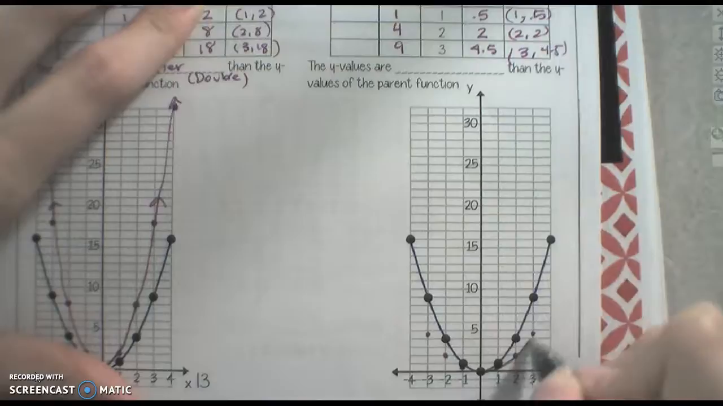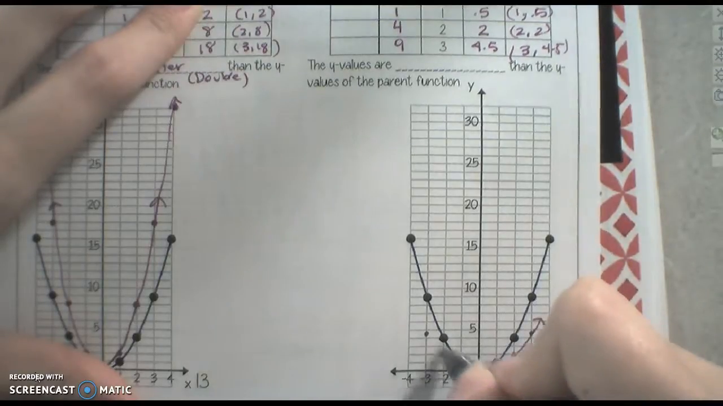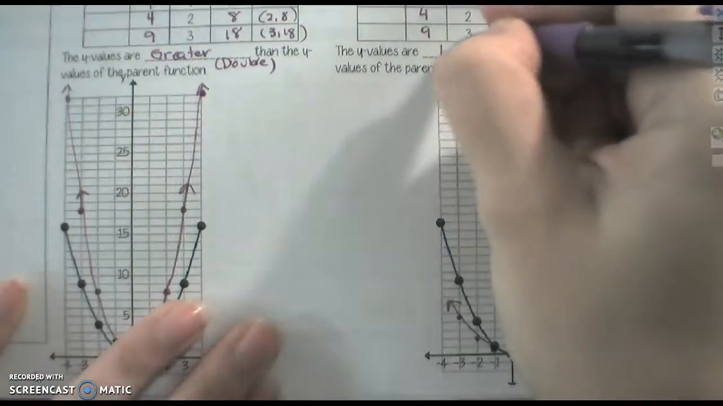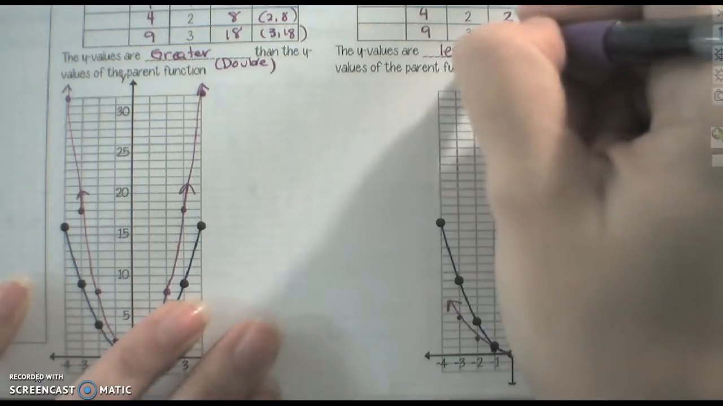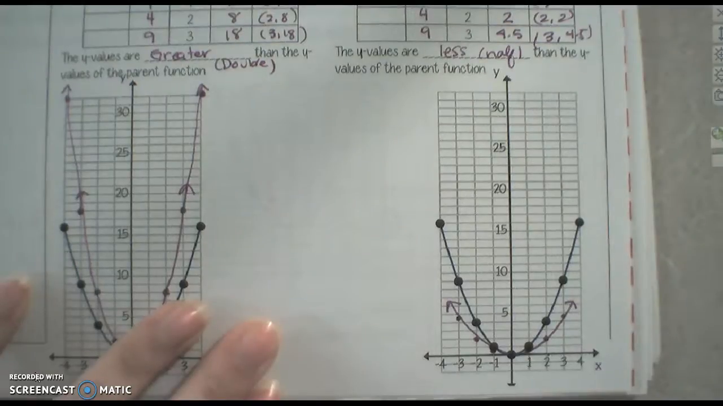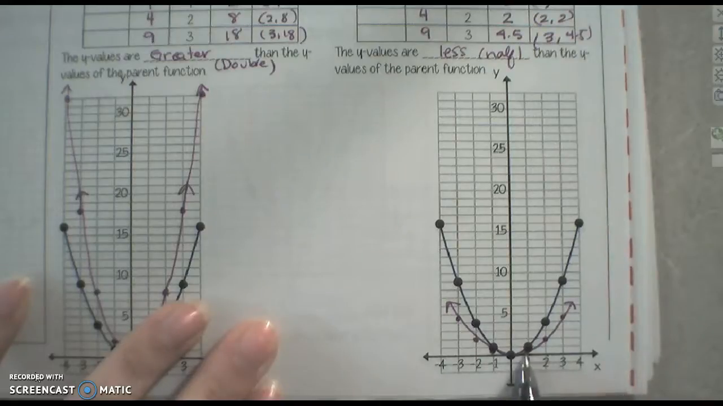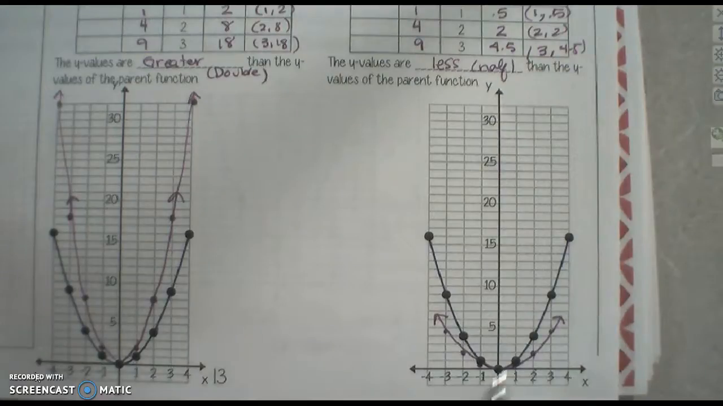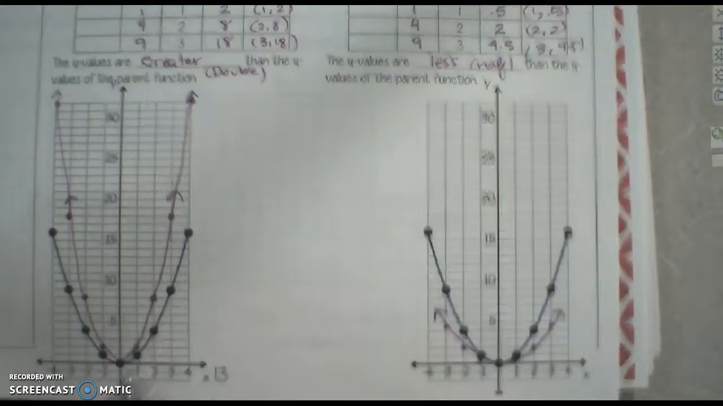Okay, here it is. This is our compression. So it is less or smaller, which in that case is half, than the values of your parent function, which makes sense because we had a fraction, so we're cutting it down. We're half as much, so we're at a half instead of 1. What's half of 4? Yep, 2. What's half of 9? That's 4.5. So we just went half as much as we normally would. So we have our compression over here, and we have our stretch over here.